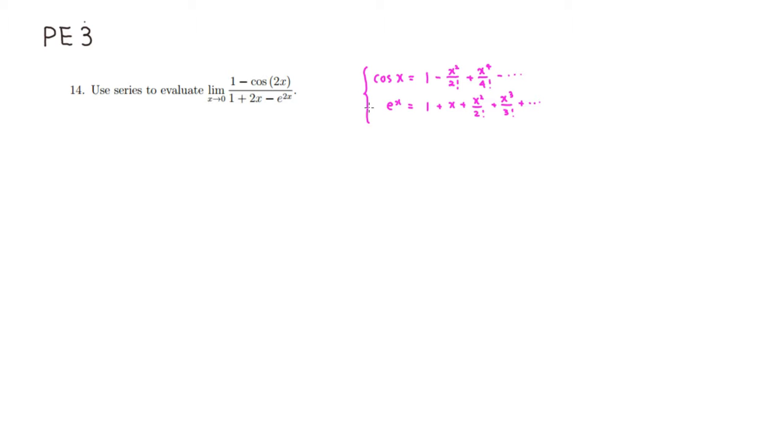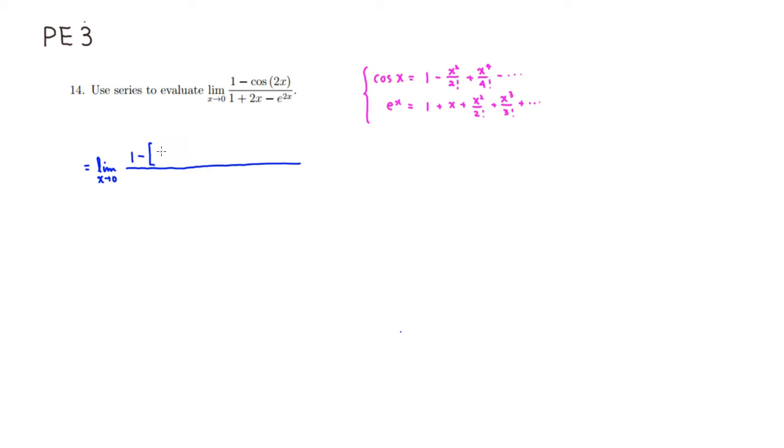Let's apply those to this limit. So the limit becomes this: the limit as x approaches 0, and it's going to be a big fraction here. In the numerator, I'm going to put the power series in for cosine of 2x. So we have to replace x by 2x.